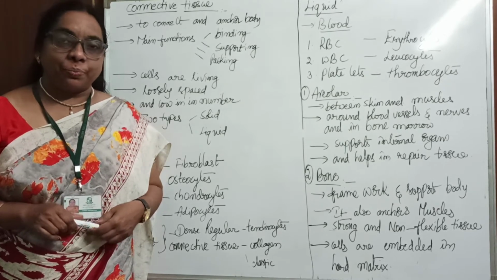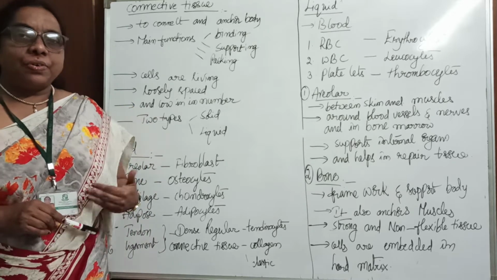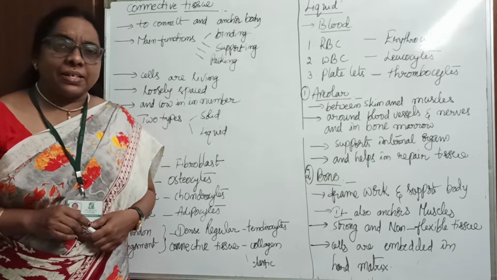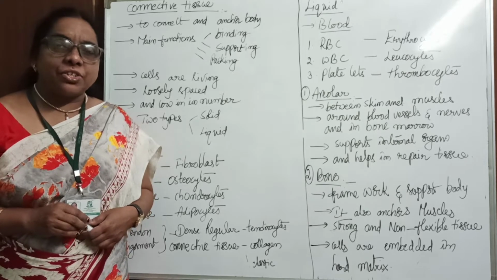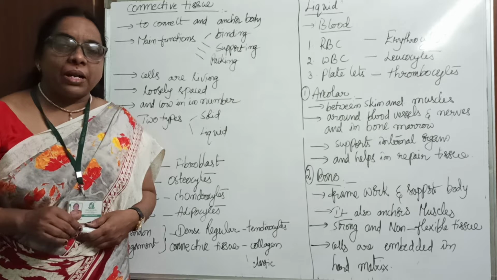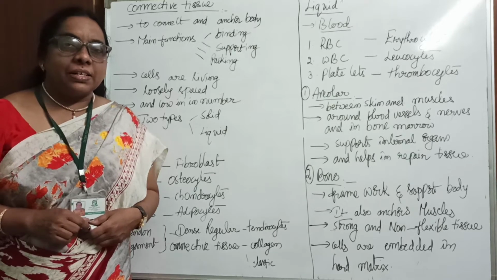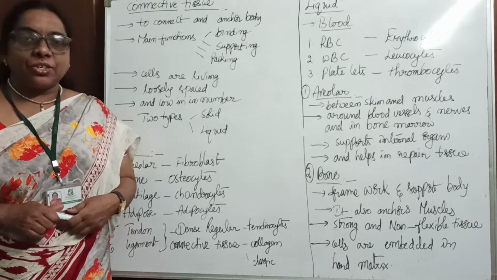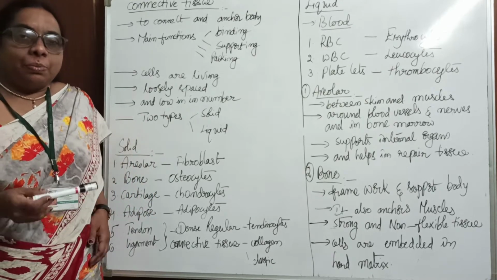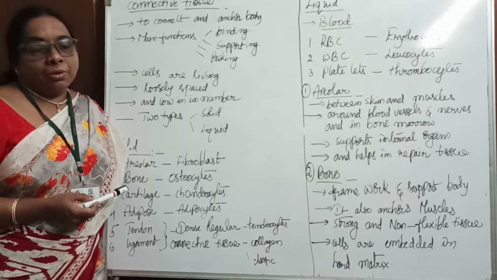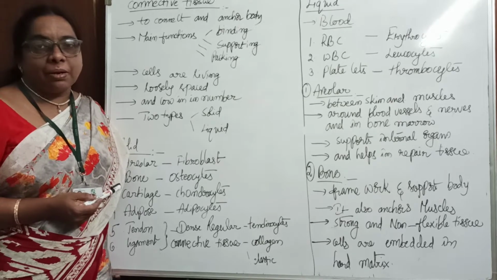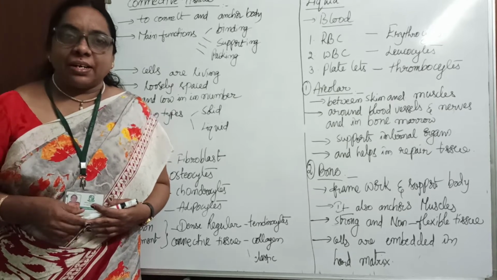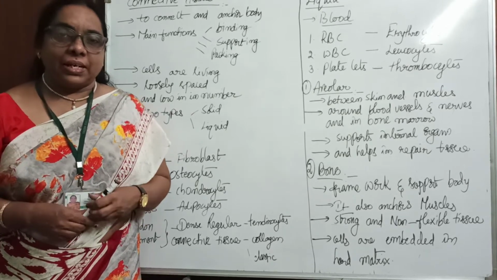You should also practice the diagram. Epithelial tissue is further divided into types: the first is simple squamous epithelial tissue, the second is cuboidal epithelial tissue, and the third is columnar epithelial tissue. The columnar epithelial tissue is divided into one more, called ciliated columnar epithelial tissue, which is located in the respiratory tract and pushes the mucus in the forward direction.